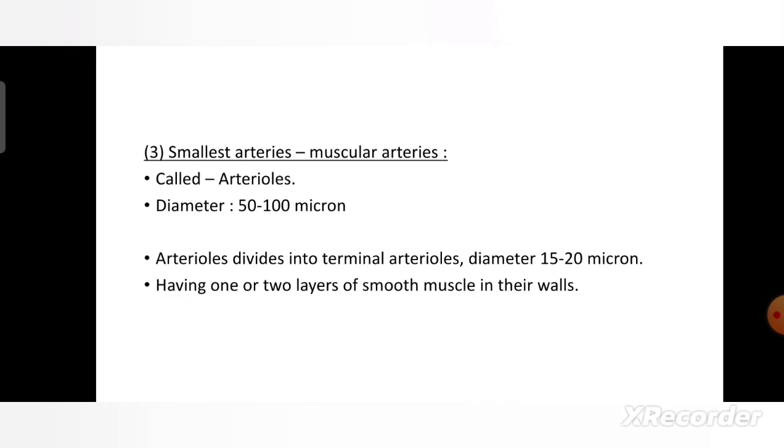Next, third is smallest arteries, that is muscular arteries, which are also known as arterioles, and their diameter is about 50 to 100 micron. And these arterioles are further divided into terminal arterioles, where diameter is 15 to 20 micron, having one or two layers of smooth muscles in their walls.